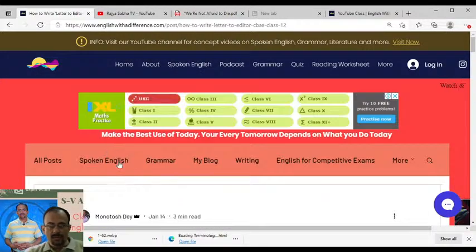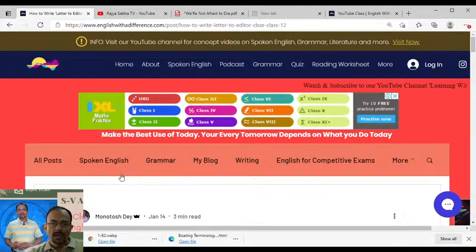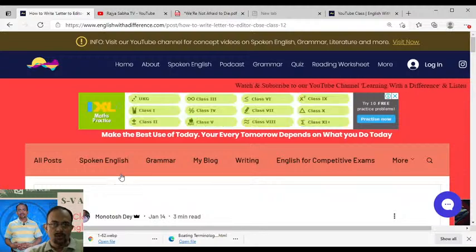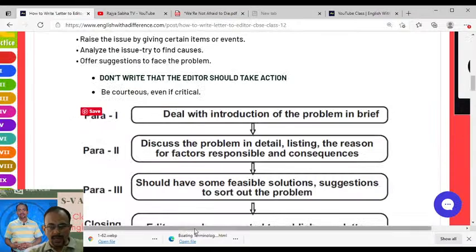I shall give you a task on Google Classroom. Please work it out in your English notebook, and then take a PDF of it and upload it on Google Classroom.